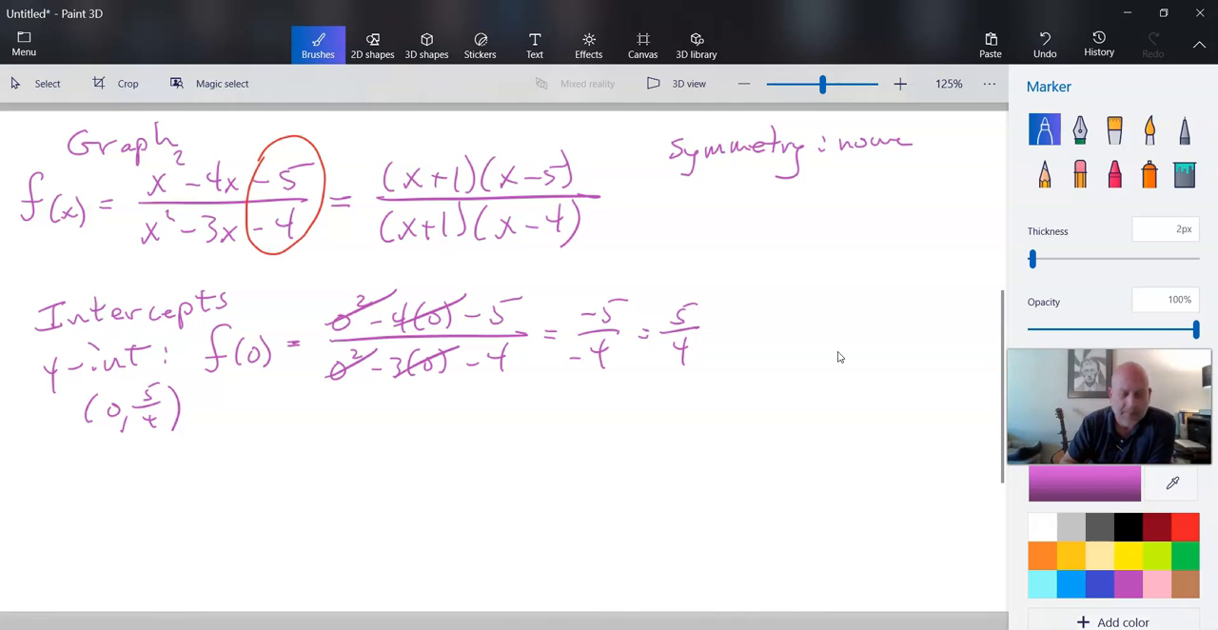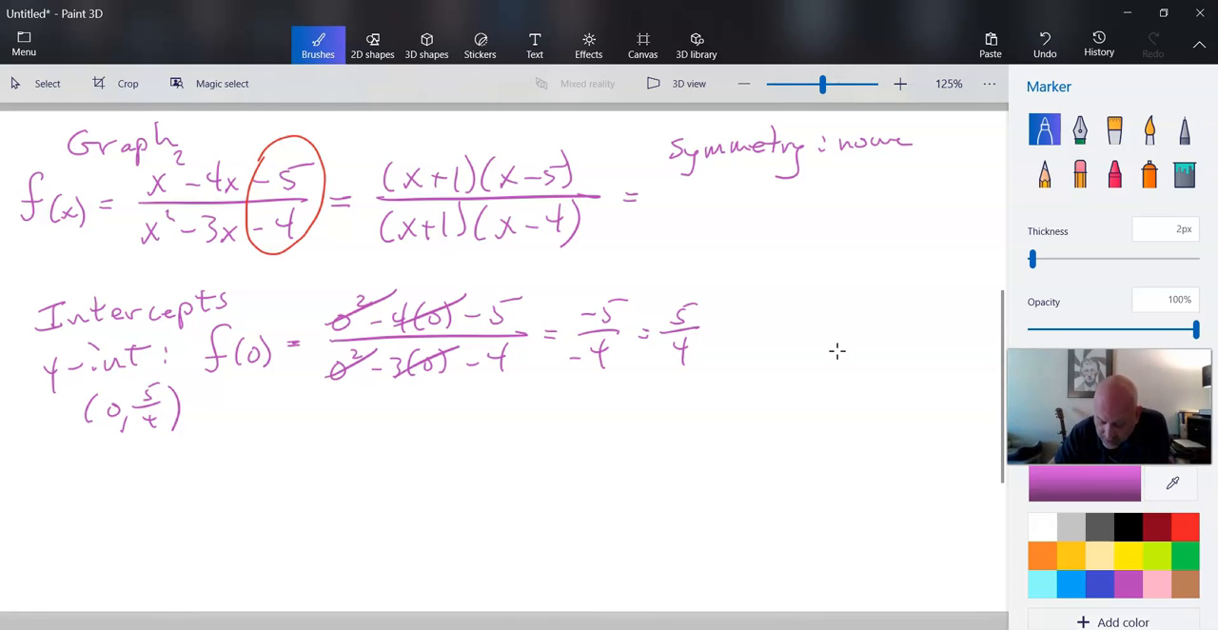That's 1 1/4, right? Now, x-intercepts, you have to be a little careful with the x-intercepts because this can be simplified, right? I can cross out this 1 from the numerator and the denominator.